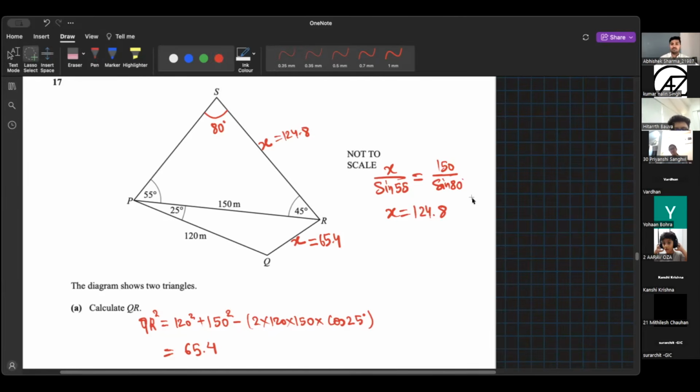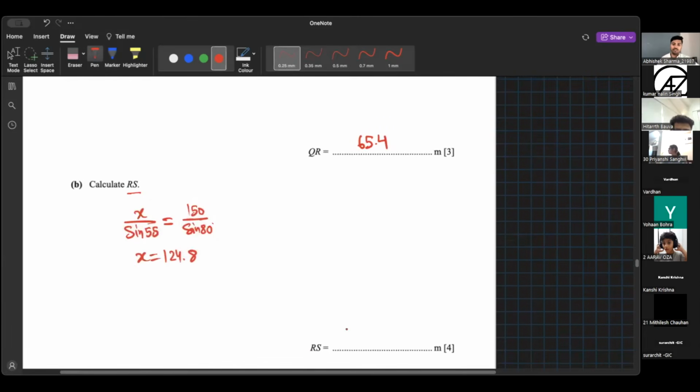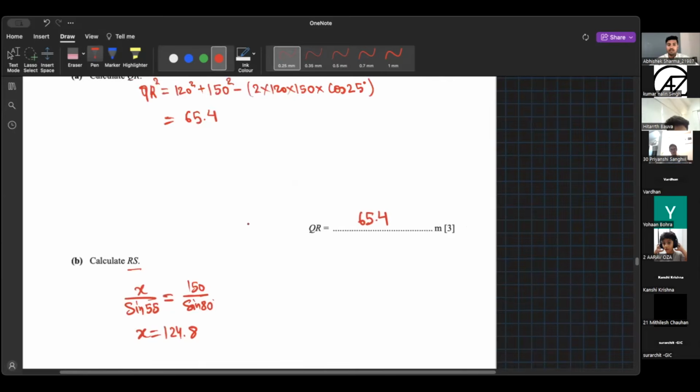So I'll just take it here now. Up to 3 significant figures, we can write it as 125 meters. Clear? Yes. Any questions in this?